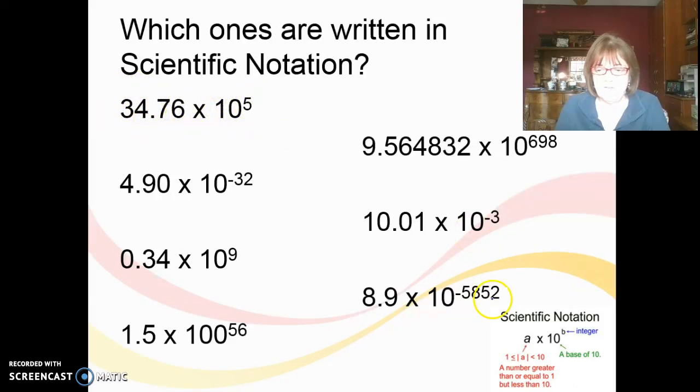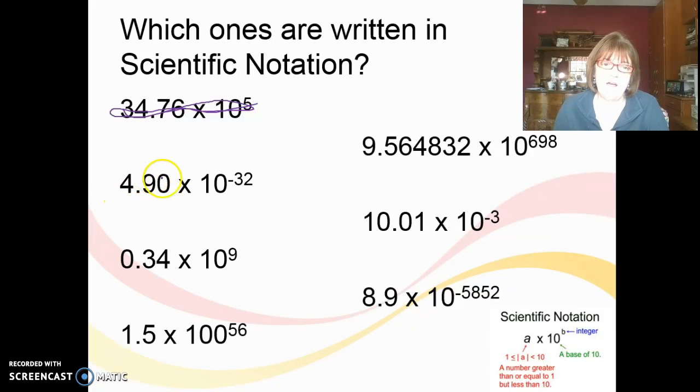34.76 times 10 to the 5th. Now remember to compare it to our little thing here. It has to be equal to or greater than 1 and less than 10, our first digit, our first factor. Is this number greater than 1? Yep, it is. But is it less than 10? Oh, no, it's not. Bad choice. We don't even have to look at the rest of the number. This is not written in scientific notation, so you're going to say no. Okay, let's move on to the next one.